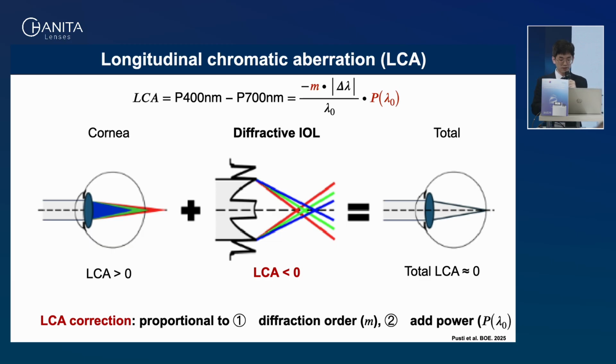However, there's one condition if you want to achieve this goal. In the equation on the top, you can see the letter M, which shows the diffraction order. If this diffraction order is positive, then you can correct this LCA. But what if it is negative? Then LCA can be increased. So it is opposite.